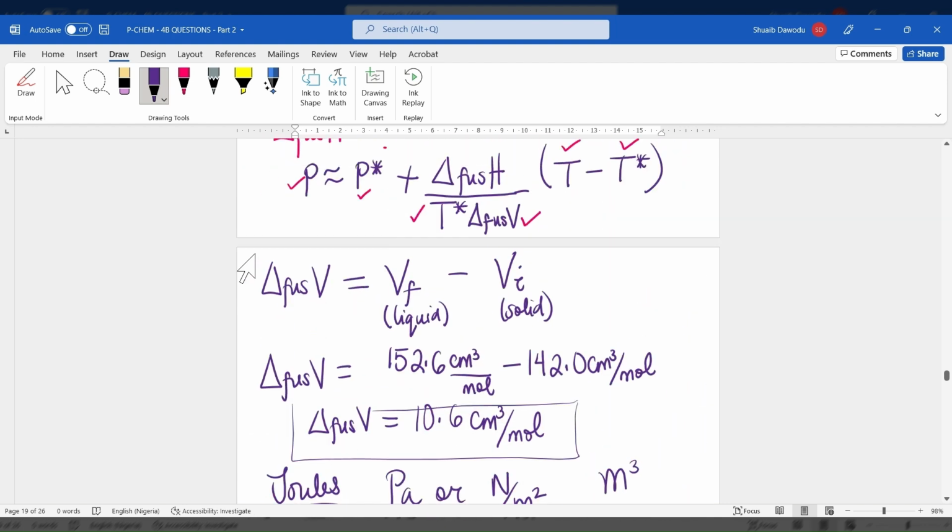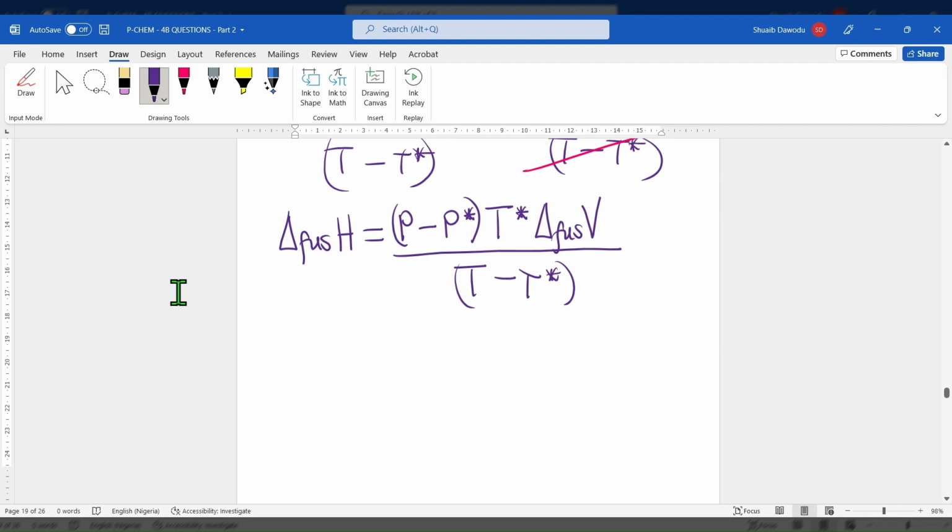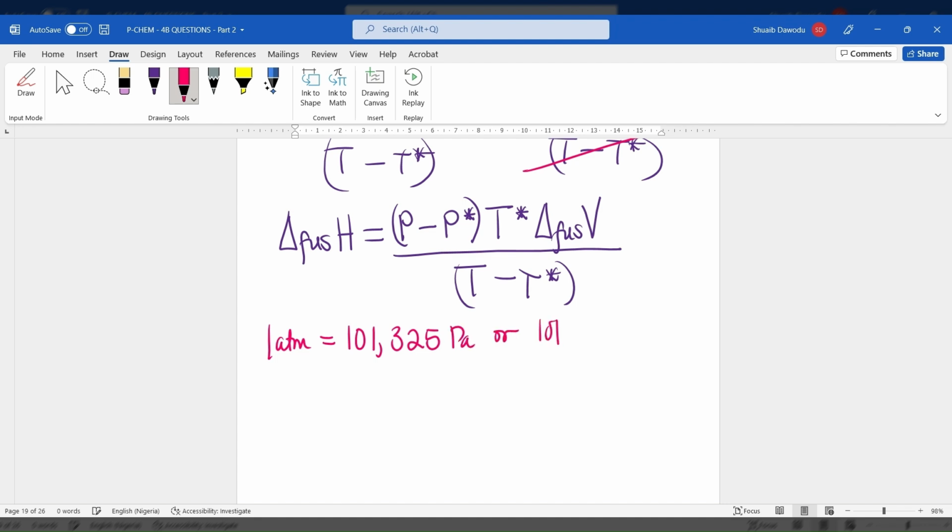So we know our regular pressure is 1 atm. Remember I told you, because we're going to eventually get our final answer in joules, we have to change it to Pascal or Newton per meter squared. 1 atm is equal to 101,325 Pascal, or 101,325 Newton per meter squared. Since we're dealing with calculations now, I'm going to put everything in terms of Newton per meter squared.